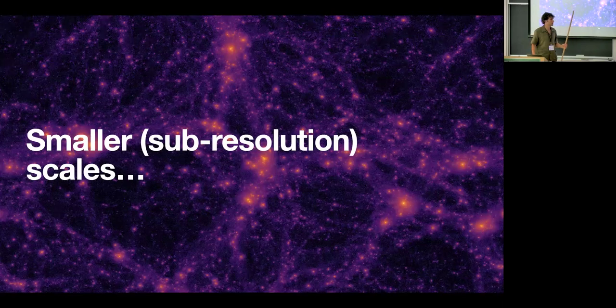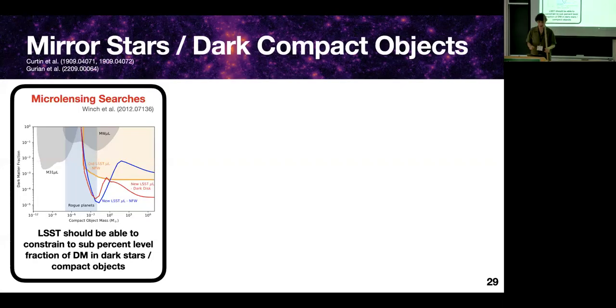So the last little bit is looking at smaller sub-resolution scales. These are below the resolution of these simulations, but you can also think of the formation of mirror stars or dark compact objects due to these dissipative dynamics in the dark sector. And so I'll quickly flash up different searches you could do. Of course you can do microlensing searches, where these dark compact objects will pass through bright spots and create micro gravitational lensing.